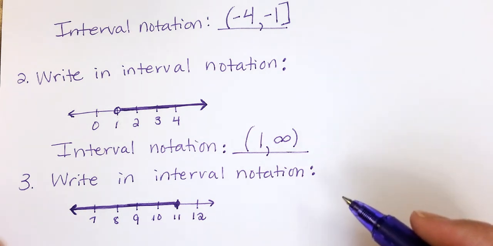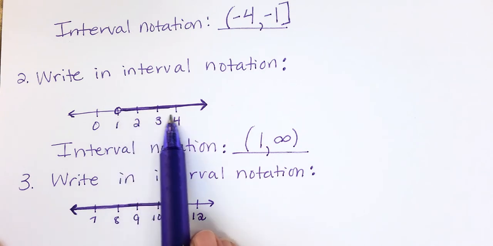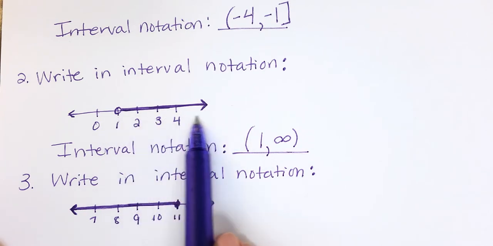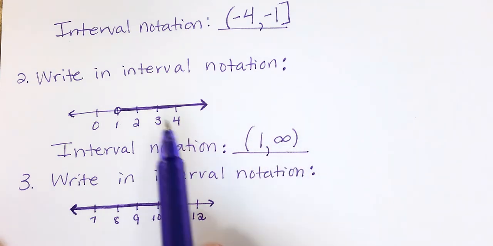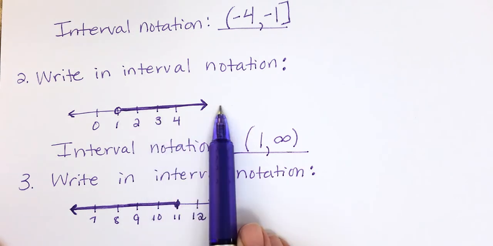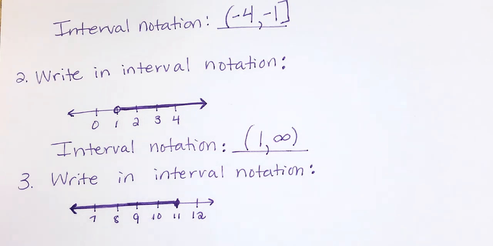All right, I want to make a quick note here. Notice that the arrow points to the right. It's shading to the right. That's always the side that the infinity is on. Whatever side is shaded, that's the side the infinity is on. If it shades the other direction, it is going to have infinity pointed in another direction. So let's see if we can figure out the interval notation for this third problem.